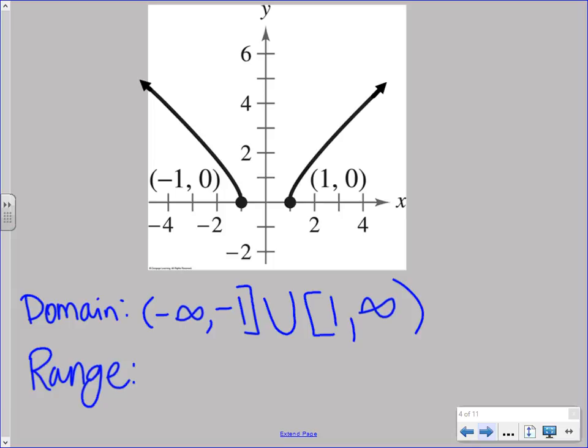Someone from pod 2, what do you have? I have bracket 0, comma, infinity with the parentheses. Excellent. Bracket 0, comma, infinity with a parentheses. 0 to infinity. Excellent work.